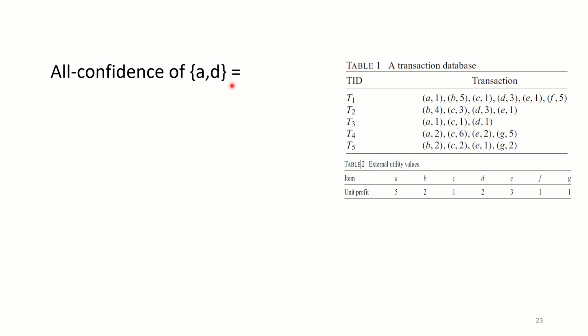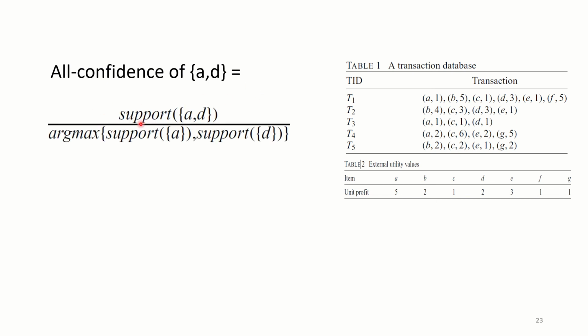The all confidence of AD is basically the support of AD divided by the maximum support of A and D, like the maximum support between A and D. So the support of AD from this table we can find is 2, and the maximum support between A and D, we can see that in transaction T1 the maximum support of D is 3 and A is 1, so the max is here 3. So we get 3 from here, and we get the all confidence of AD, which is 0.67.